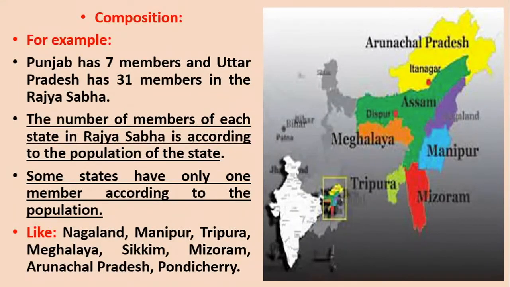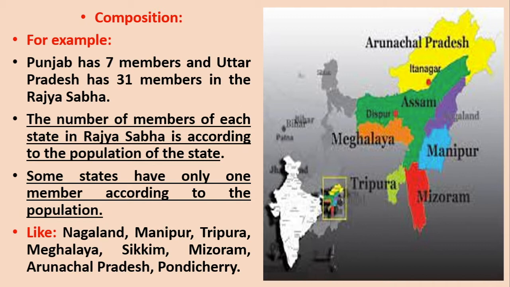Now I will talk about the composition. You know, Punjab has 7 members and Uttar Pradesh has 31 members in the Rajya Sabha. Already we have discussed that there is no equality of representation in the upper house of India as it is in the USA, where there are 2 members from each state. But in India, it's not like this. Punjab has 7 and Uttar Pradesh has 31.